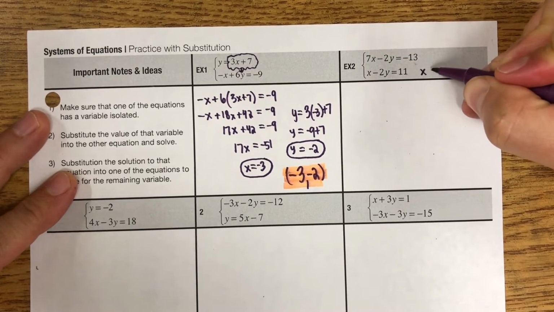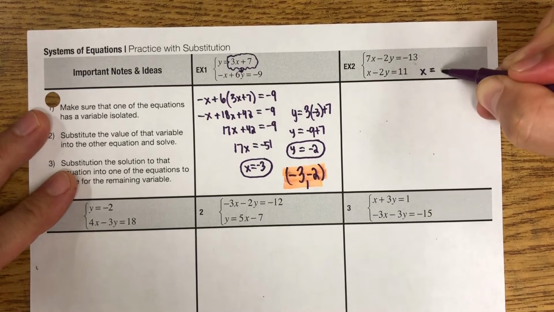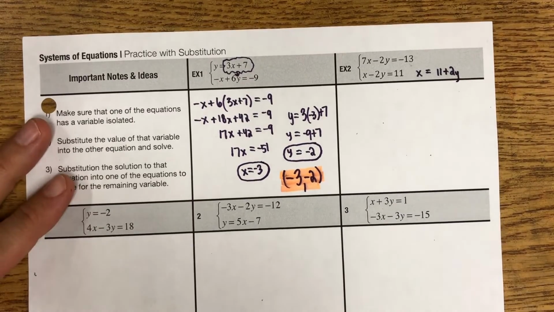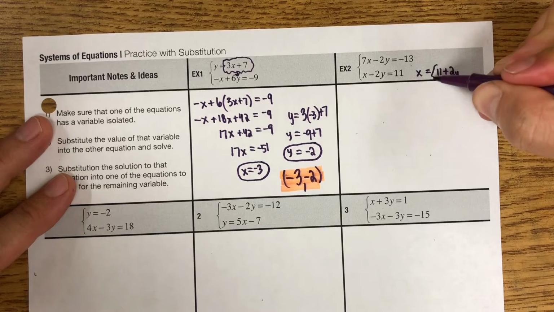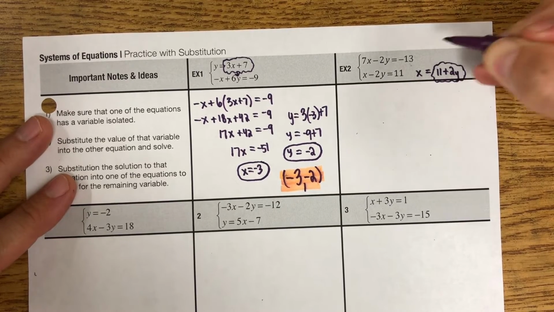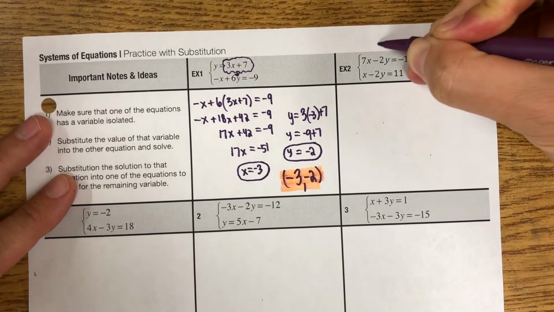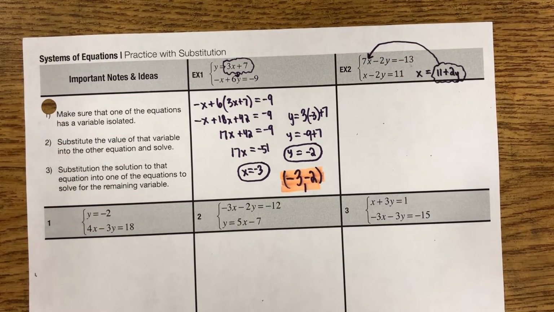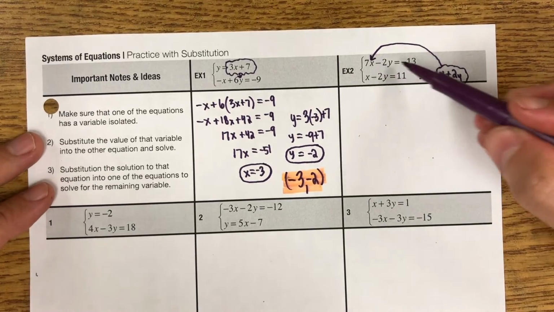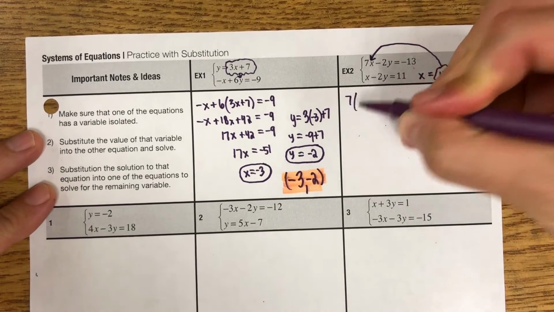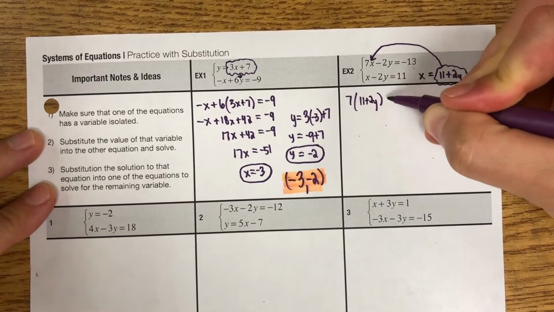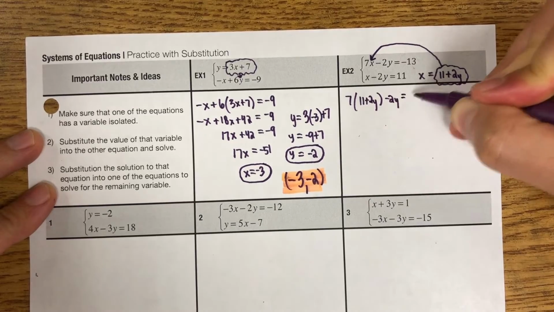So x, therefore, would equal 11 plus 2y, because I added 2y to both sides. Just like the last one, I'm going to take this value here and substitute it into my other equation. Again, these are called systems because they have to work together in order to achieve a goal. So I'm going to rewrite my top equation here. 7 times (11 plus 2y) minus 2y equals negative 13.